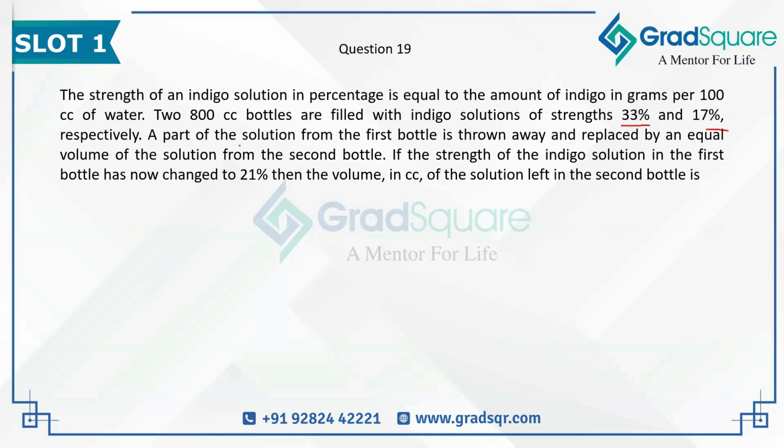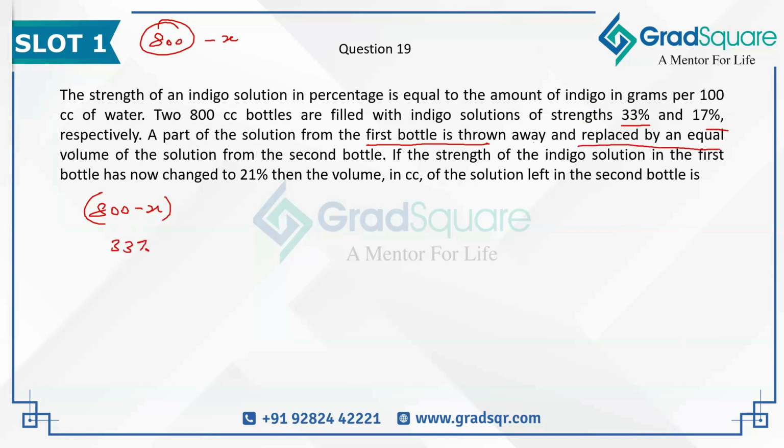A part of the solution from the first bottle is thrown away. So out of 800 cc of solution, suppose you are throwing away x. So how much are you left with? 800 minus x. And that has what strength? 33%. Clear? Now go further.